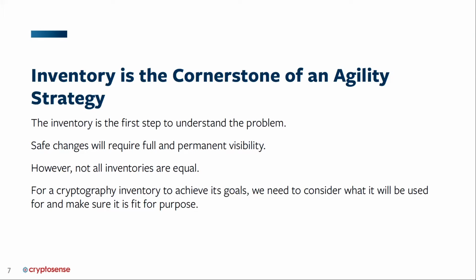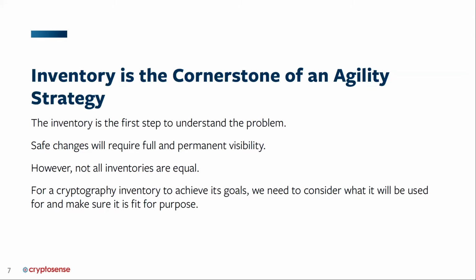We're going to do inventory first, typically, in a crypto agility project, because it's going to help us to understand the problem, understand where we are, how agile our organization already is, how much of the cryptography in my inventory was already documented and I knew about, and how much I find that we didn't know about before. That gives us an idea of the state that we're in.